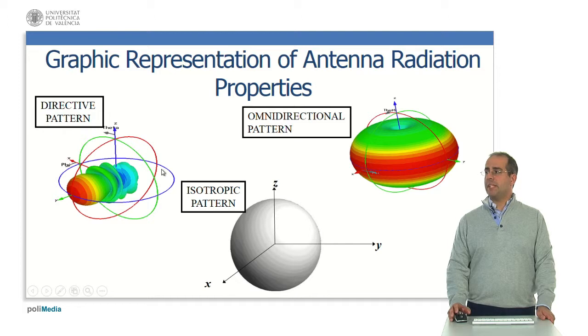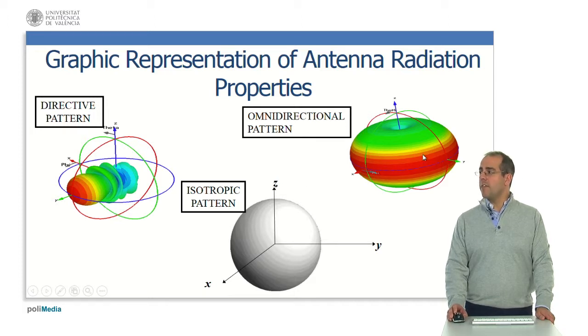Here we have a graphic representation of different antenna radiation properties. For example, here for a directive antenna, here we have the pattern for an omnidirectional antenna, and here we have the pattern for an isotropic antenna. We see here that the antenna radiates in the 360 degrees around in free space.